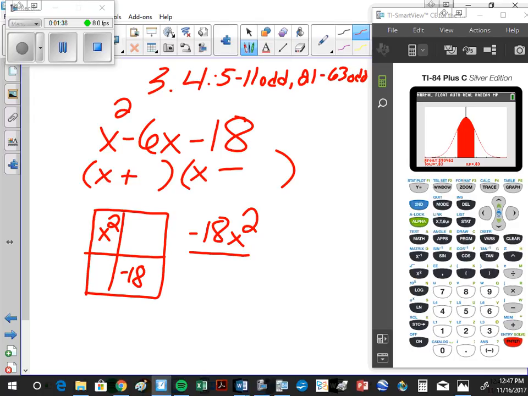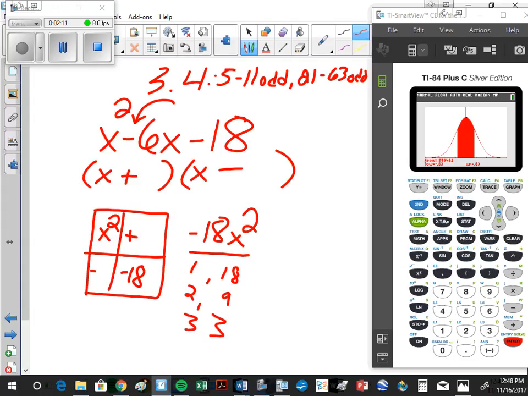So when the last number is negative, that automatically tells you that one of them is plus and one of them is minus. And it doesn't matter where you put them. I have one positive and one negative. Okay? And then I look at the factors of 18. 1 and 18, 2 and 9, 3 and 3, 4 doesn't work, and so on. But this number is negative. What does that tell me about the two factors?